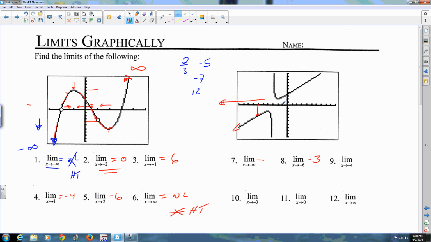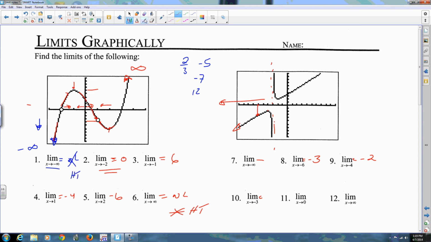At negative 4. Right here, that looks like a high point. So what do you think? Negative 2. Okay, at negative 3. Well, to me it looks like there's a vertical asymptote right here.